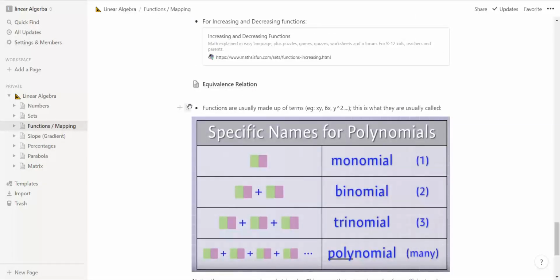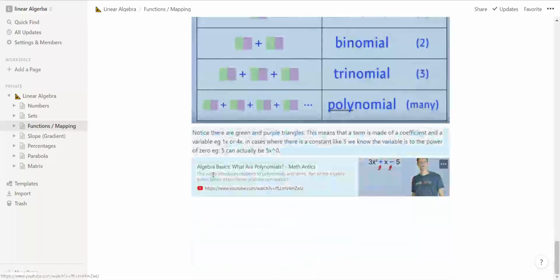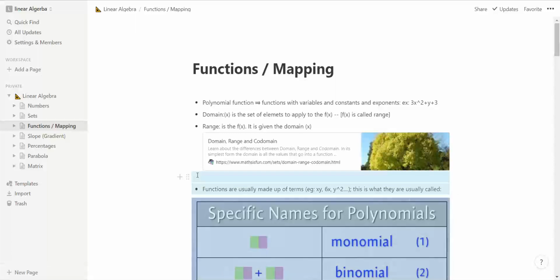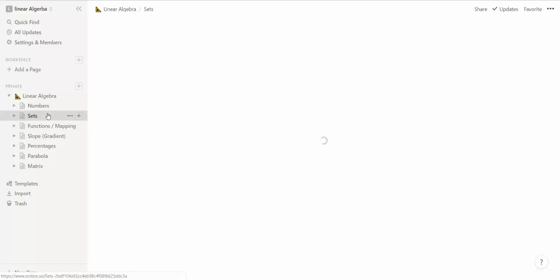So these should move to the top, right about here. Okay, that's that. Before we do the functions, let's go to the sets.